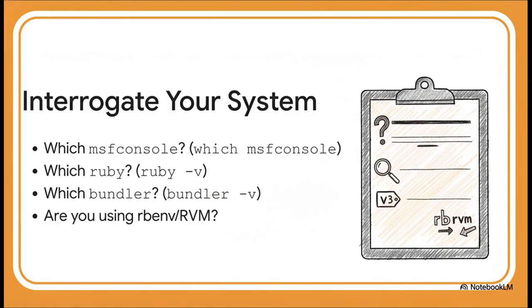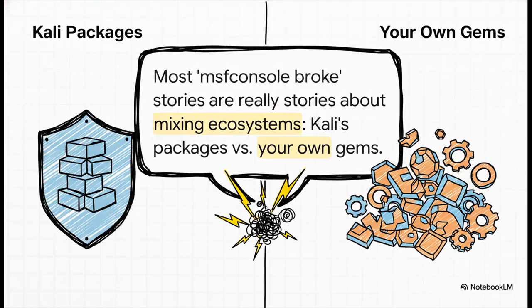So how do we find out what's going on? We interrogate the system. We ask it some very simple but very revealing questions. We run which msfconsole to see the exact file it's trying to execute. We ask it which Ruby and which Bundler it's using. And, a really big one, have you ever played around with a Ruby manager like rbenv or RVM? The answers here will almost always shine a big spotlight on the problem. And this right here, this gets to the heart of it all.